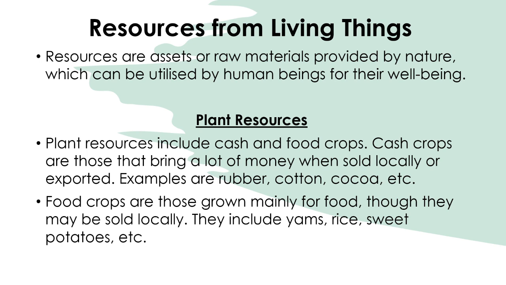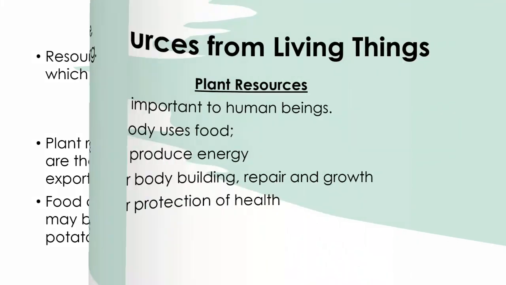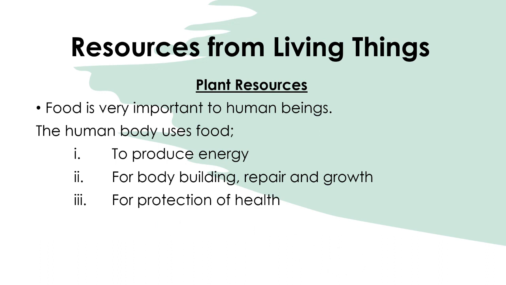Cash crops are those that bring a lot of money when sold locally or exported. Examples are rubber, cotton, cocoa, etc. While food crops are those grown mainly for food, though they may be sold locally. They include rice, yam, sweet potato, etc. Food is very important to human beings. Human beings use food to produce energy, for body building, repair and growth, and for protection of health.